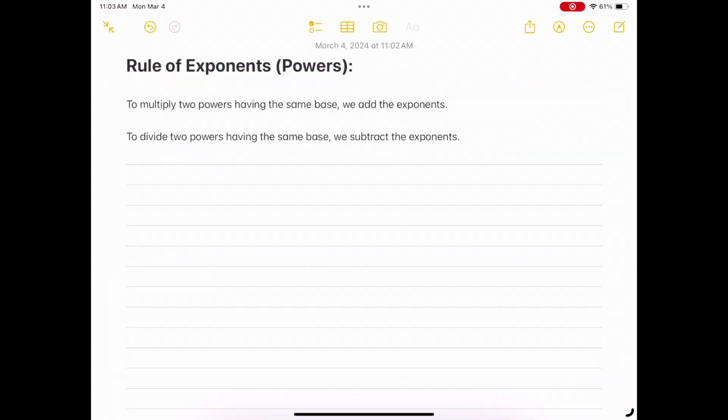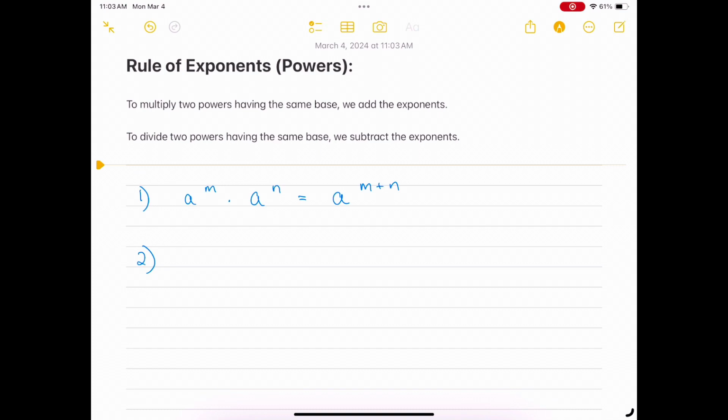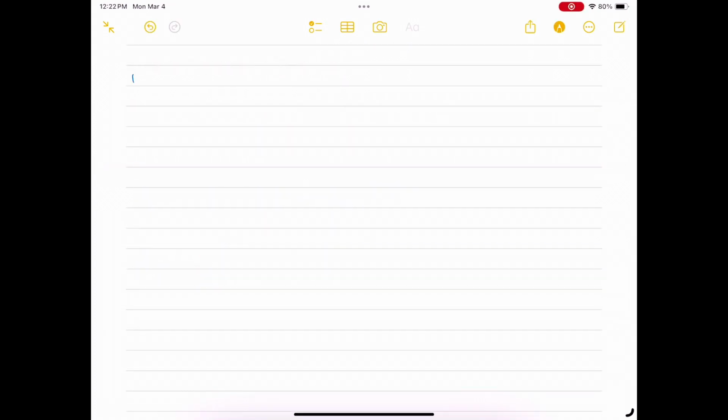Rule of exponents, powers. To multiply two powers having the same base, we add the exponents. To divide two powers having the same base, we subtract the exponents. So number 1, a to the m times a to the n equals a to the m plus n. And secondly, a to the m divided by a to the n equals a to the m minus n. And we look at the example problems.